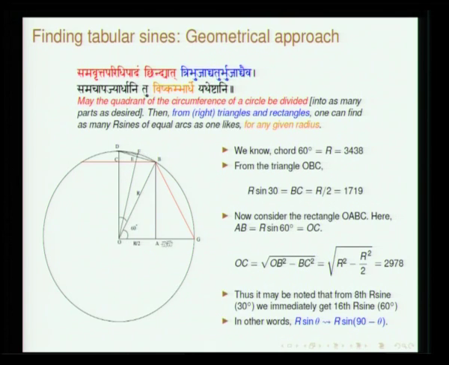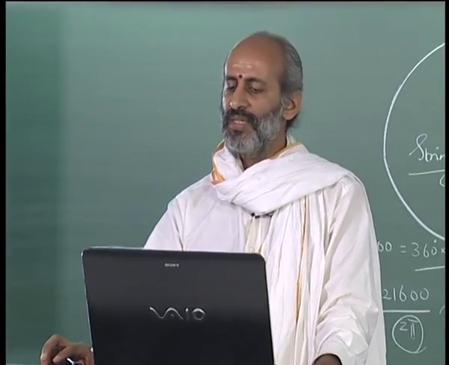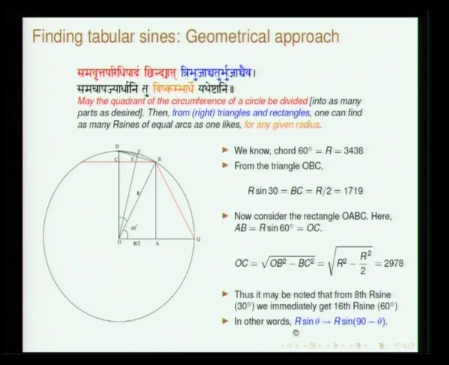Now, we consider this OABC. This is the kind of chaturbhuja which you can think of. So, sin 60 is AB and is also equal to OC, but you know R by 2. So, you do R square minus R square by 2, and you basically get this value OC. Now you know sin 90, you know sin 30, you know sin 60. What is to be understood in general is, if you know sin theta, then obviously you can get sin 90 minus theta. So, this is known.